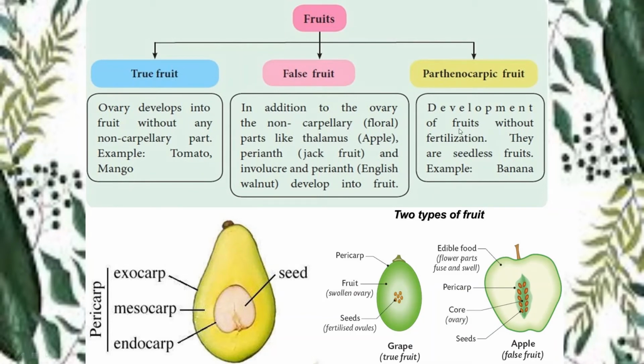Clear? In the case of parthenocarpic fruit, what happens? The development of fruit without fertilization. Here the development takes place without any fertilization. They are seedless fruits, as you have seen in banana. They are completely seedless fruits and are produced without fertilization.